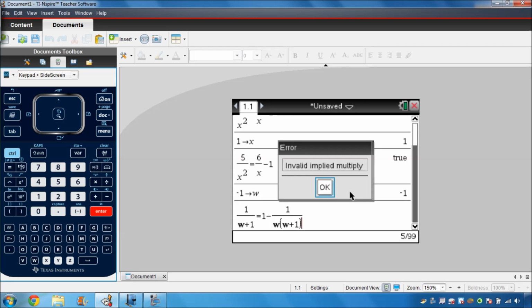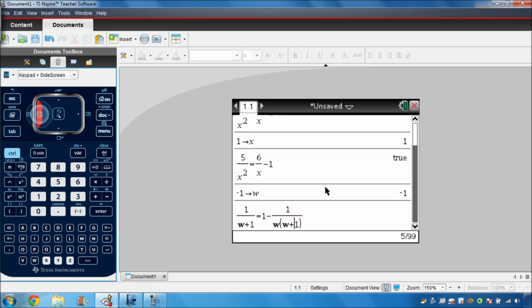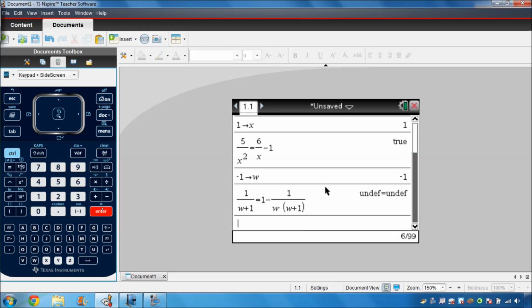Oops, sorry, I made a mistake. You need to make sure that you write down right here that this is w times w plus 1. You might not have had that issue. Some of the calculators, depending on how updated their software is, will have issues with that. So make sure you put a multiplication sign. Press your enter right here.